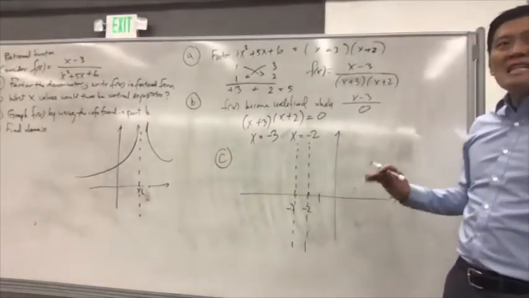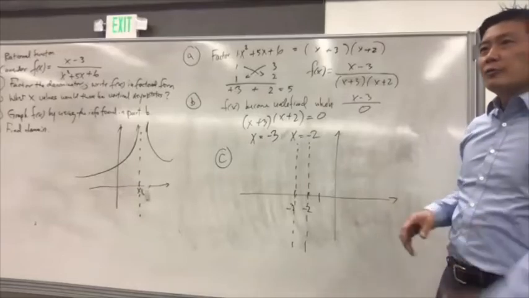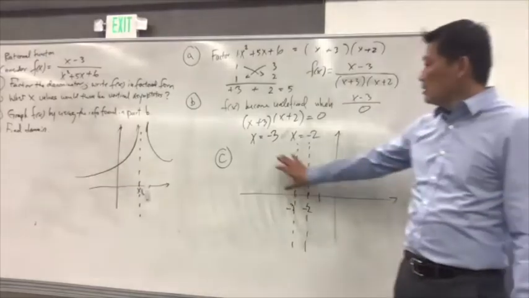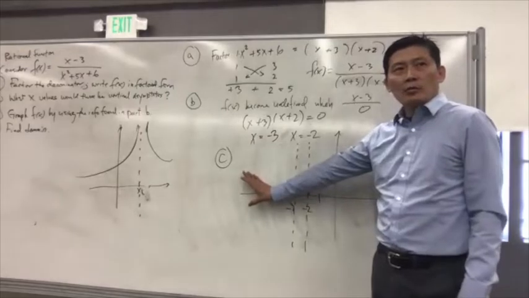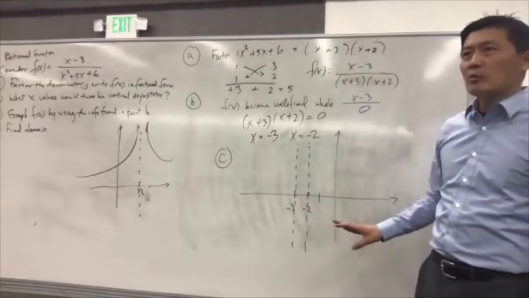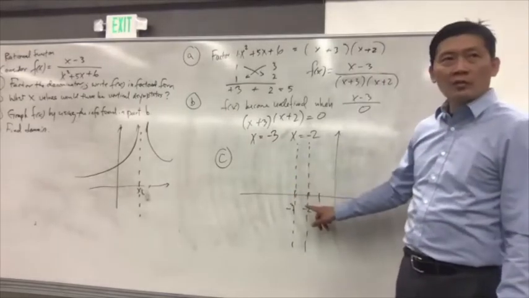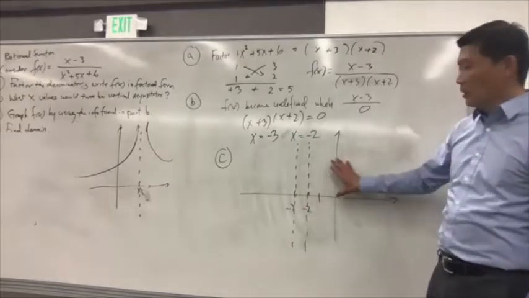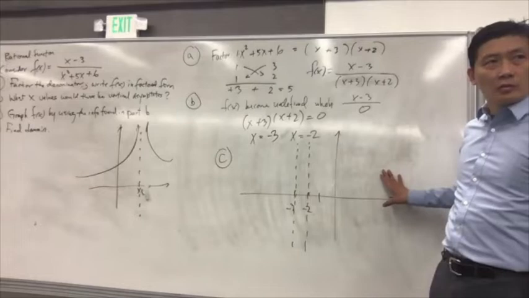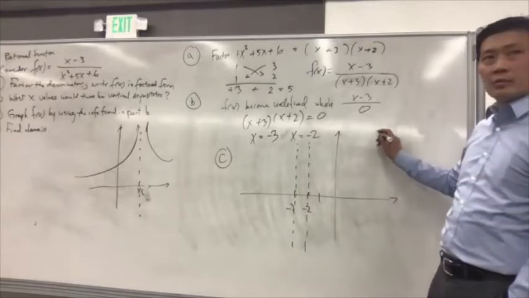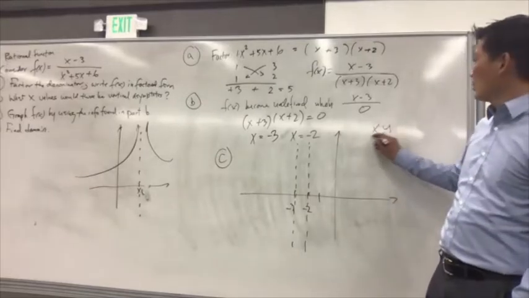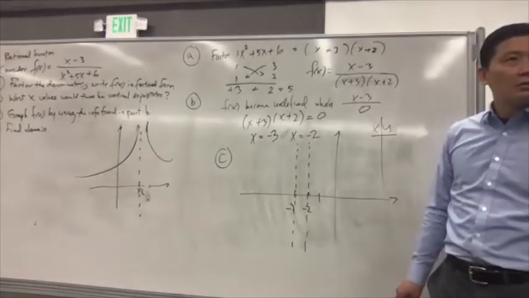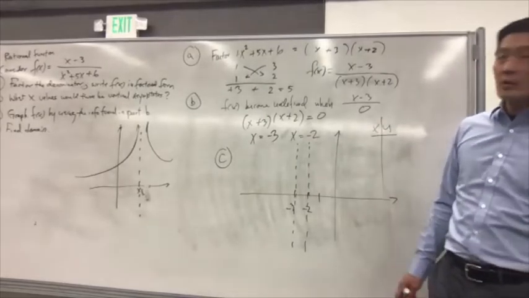All I really need to do is figure out some points on this side of the asymptote. I need to come up with some points in between the asymptotes, and some points on the right side of the asymptotes. And the way we do that is pretty simple. I can just use an XY table.